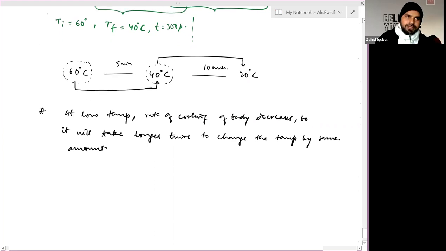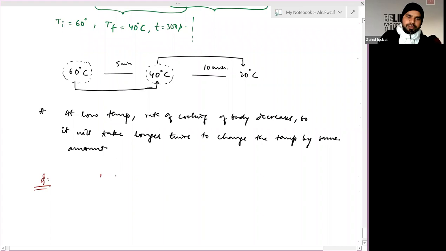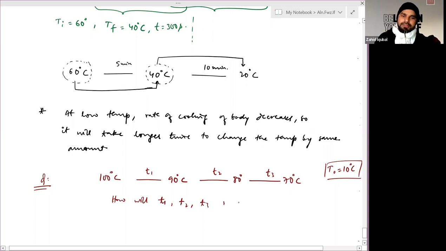Now, related to this concept, there was a question. Suppose you have a body at 100 degrees Celsius, changes to 90, changes to 80, and then 70 degrees Celsius. Let's say the temperature of the surrounding is 10 degrees Celsius. Time taken in the first part is T1, second part is T2, and third part is T3. So how will T1, T2, and T3 be related with one another?